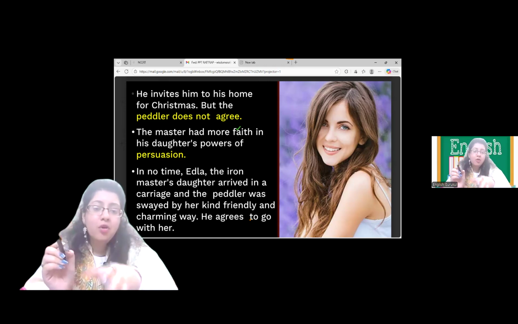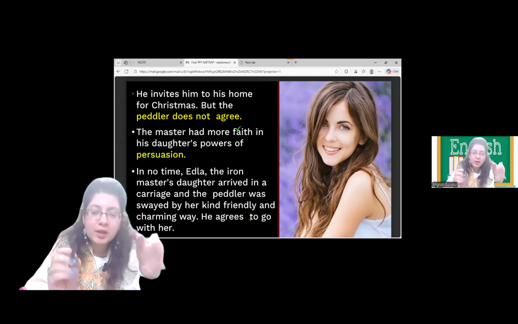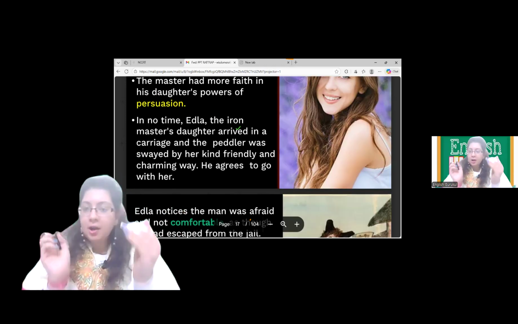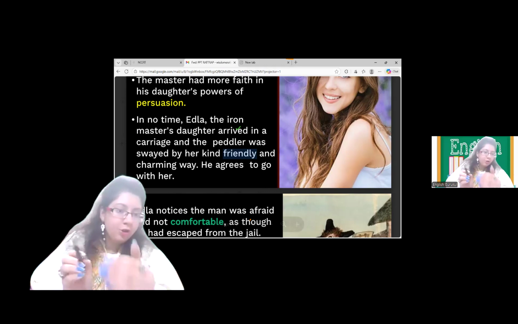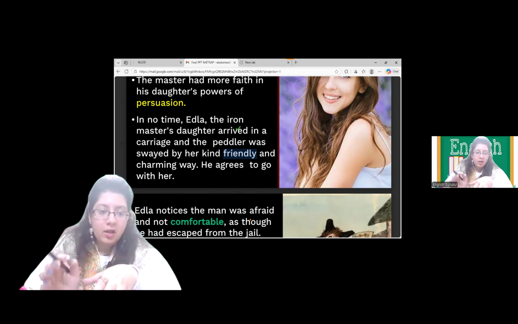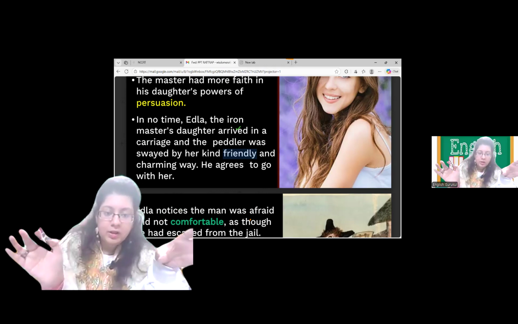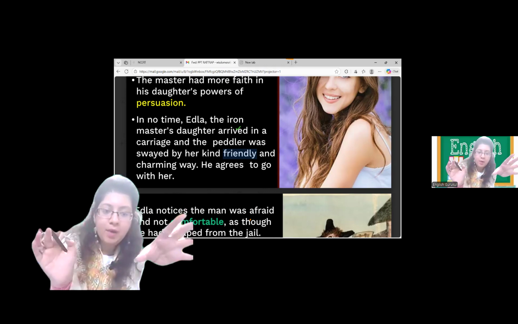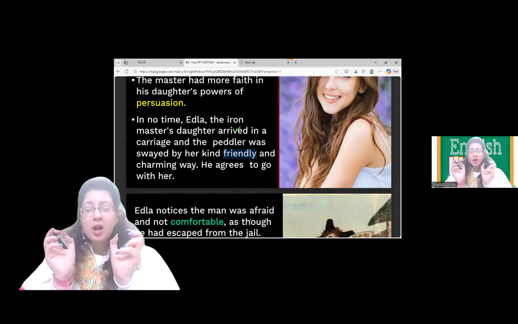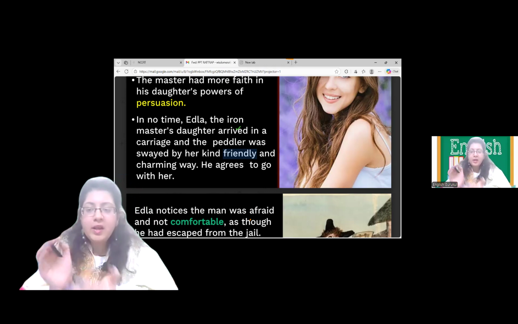So the master had more faith in his daughter's powers of persuasion, which is actually the skill of today's generation and today's era. In no time, Edla, the Iron Master's daughter, arrived in a carriage, and the peddler was swayed by her kind, friendly, and charming way. He agrees to go with her.